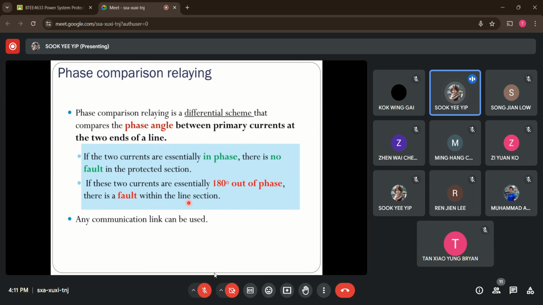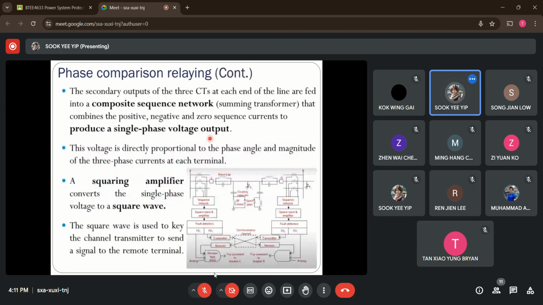For phase comparison relay systems, we can use any communication channel. All four kinds of channels, yes, you can use. All right, so now let's move on to the next slide. Let's check out these figures here, which show the construction of these schemes.